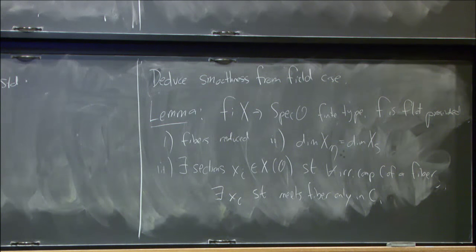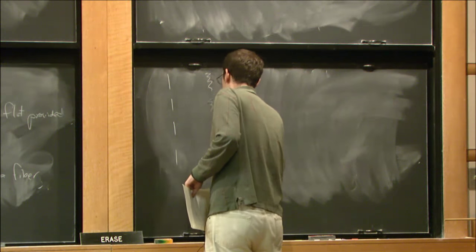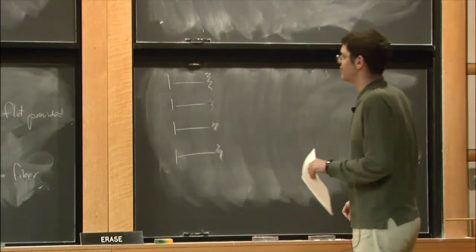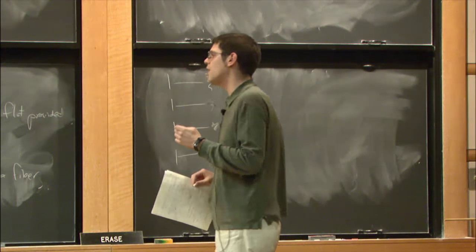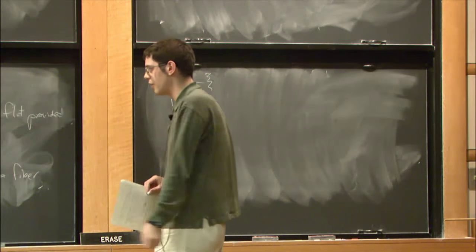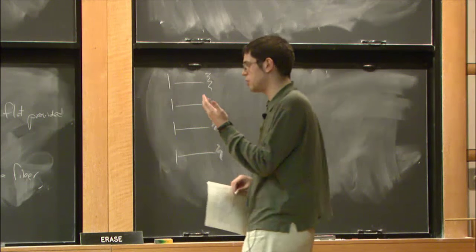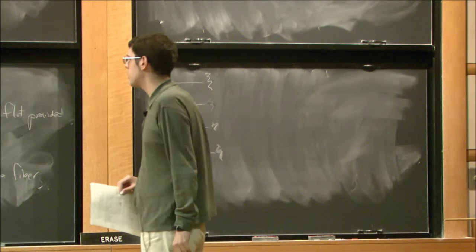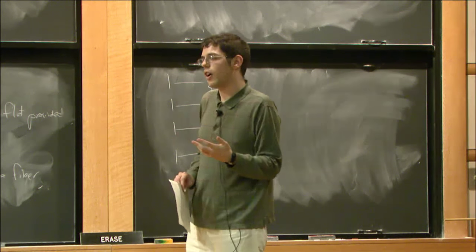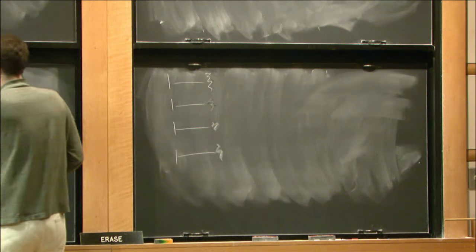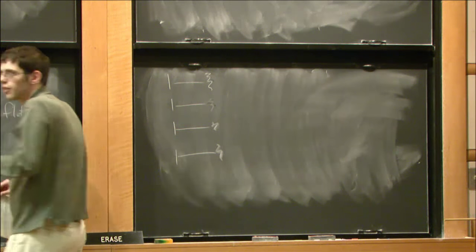So there's a picture for this. The picture is, I have some components in the special fiber, I have some components in the generic fiber, and I have these sections. Okay. So this lemma is not too hard. The idea is you take the closure of the generic fiber. We know this closure is flat. And then we're going to show that the closure is all of X. The sections show us that it actually does meet all of the irreducible components of the special fiber. And then we use the fact that they have the same dimension and the fact that the fibers are reduced to show that's actually everything.